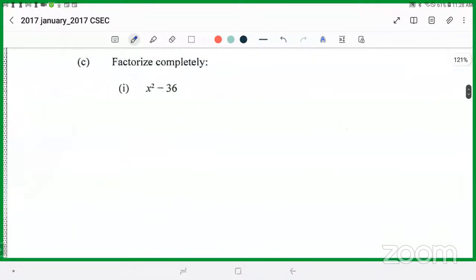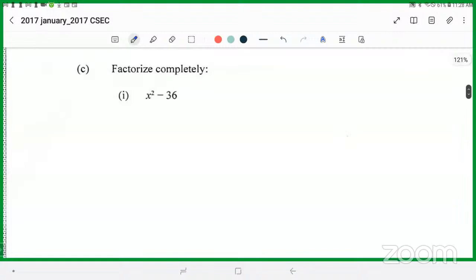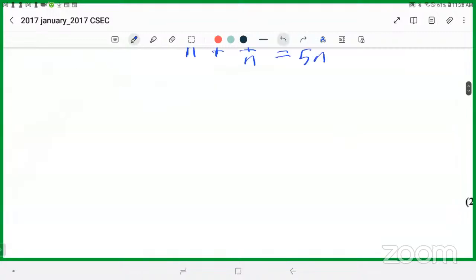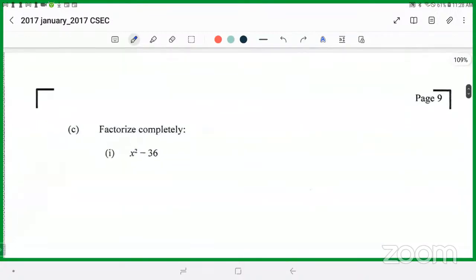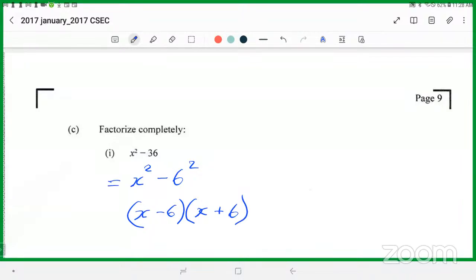You want us to factorize this thing. This clearly is a difference of two perfect squares. So we're going to write it as a difference of two perfect squares. First we're going to write it as x squared minus 6 squared. And so you factorize the difference of two squares, it becomes the difference of the two numbers times the sum of the two numbers. And that is it. So that's the final answer right there when you factorize it. All right, difference of two squares.